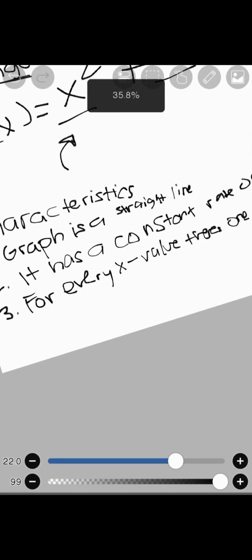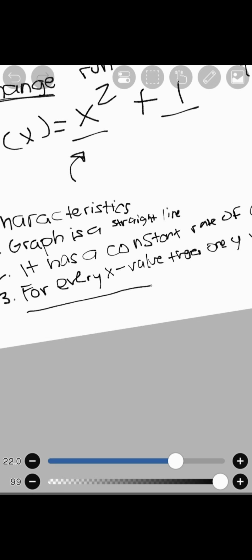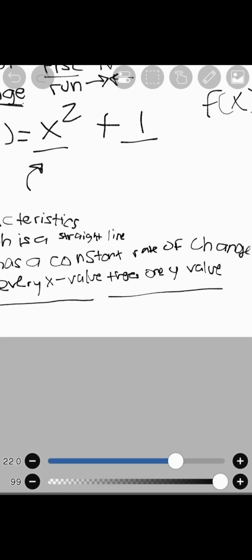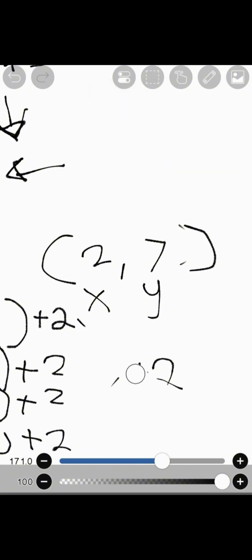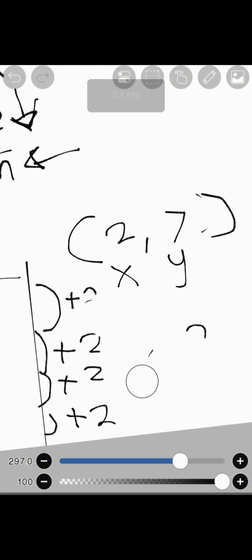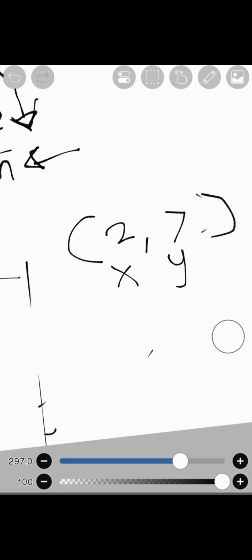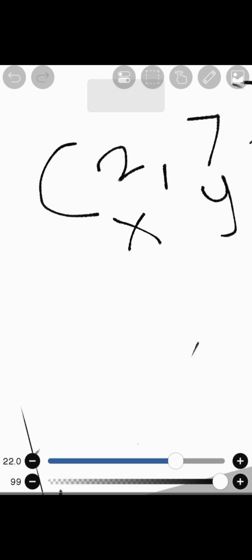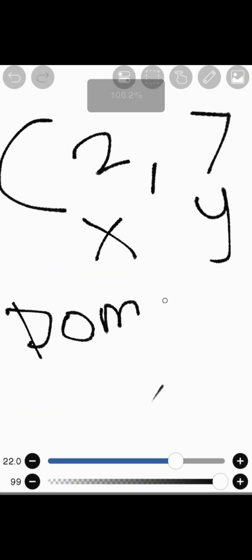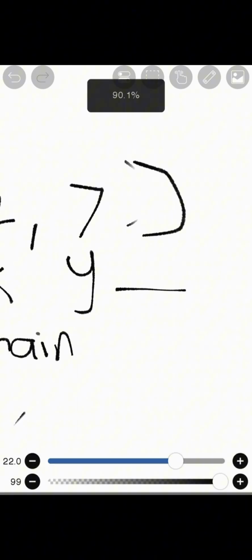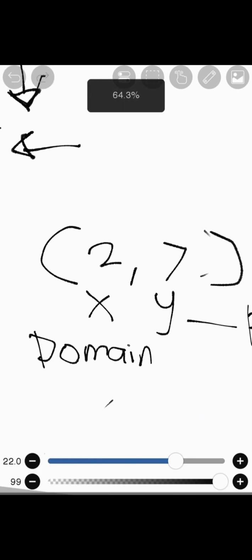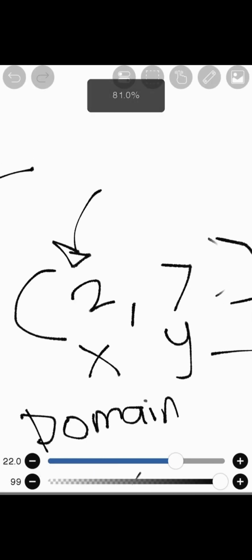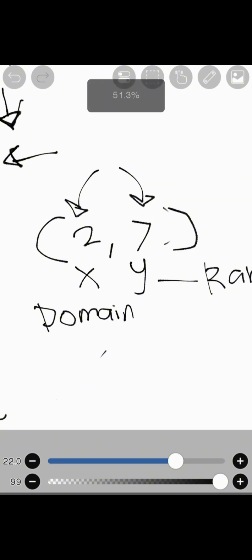The last characteristic of a linear function is that for every x value, there's one y value. So here, we have this: 2 is our x, or we would say 2 is the domain, and then the y is the range. So for every x value, there should always be one y value.